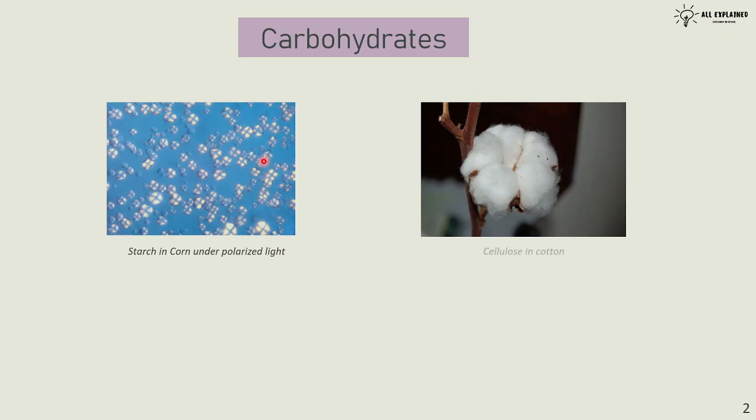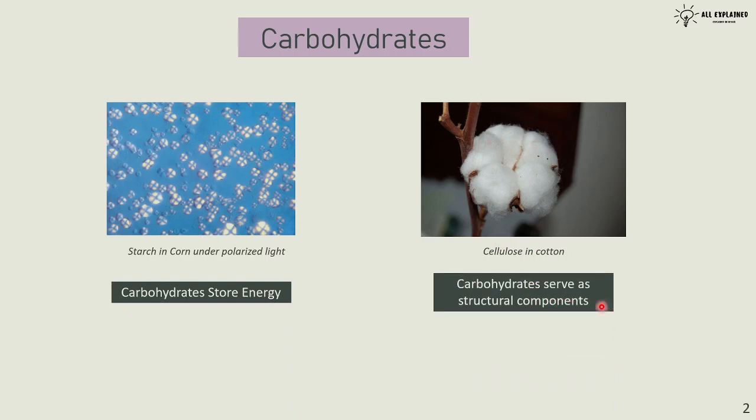So carbohydrates store energy. But this another carbohydrate here, this is cellulose, the cotton. You see, it has a lot of cellulose in it. And this is not for eating purposes. This is not for energy purposes. This is something which provides structure to a plant. And in the cell wall of the plant cells also there is cellulose. Cellulose is a kind of carbohydrate which provides structure. It serves as a structural component. So carbohydrates can store energy, they can serve as structural components.